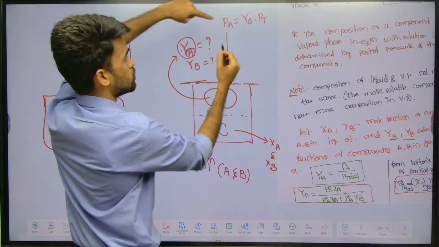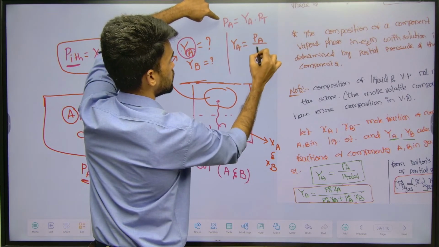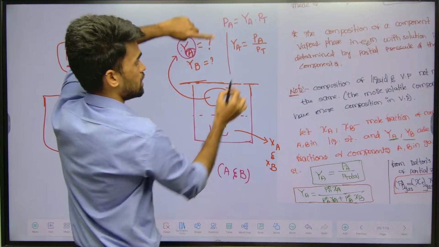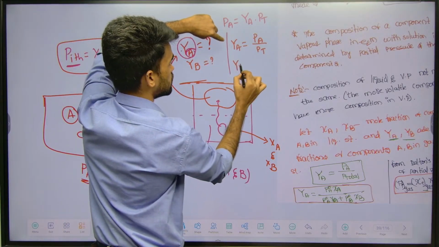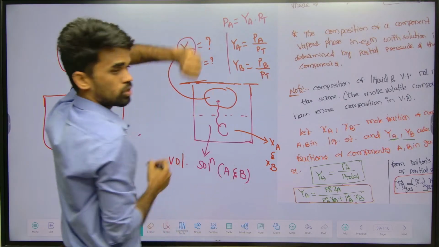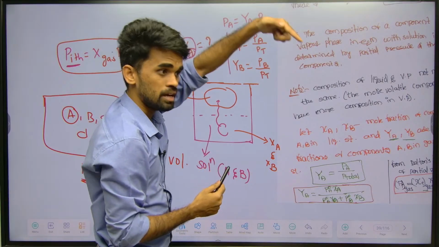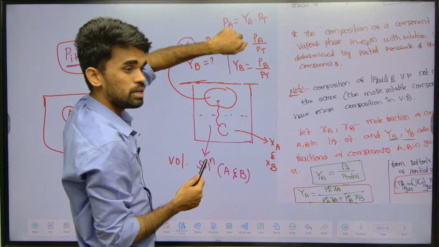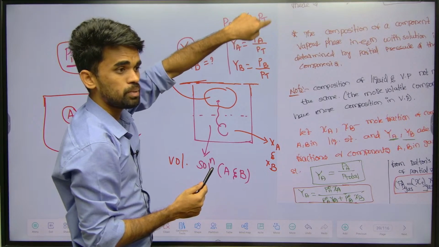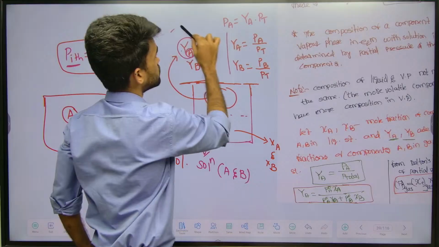From this I want YA, which is PA by P total. Again, YB means PB by P total. Again, PA is P naught A chi A, and P total is P naught A chi A plus P naught B chi B. Clear, everyone? Okay, so write these equations.